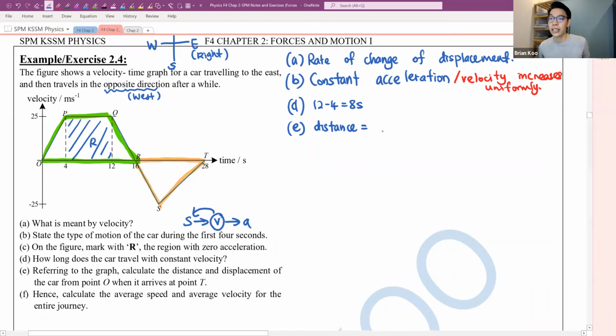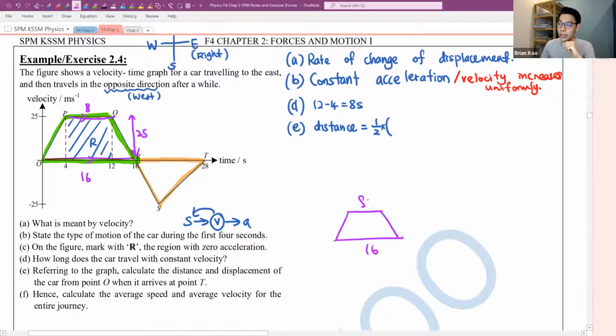So the distance is actually 1/2 the parallel sides. A trapezium has got 4 sides. Find out the 2 sides which are parallel, these 2. Here is 16. 4 to 12 here is 8. Just now we calculated it. From 4 to 12 is 8. What is the height? 25. So it's something like that. 16, 8, and then the height is 25. So 8 plus 16 times 25.